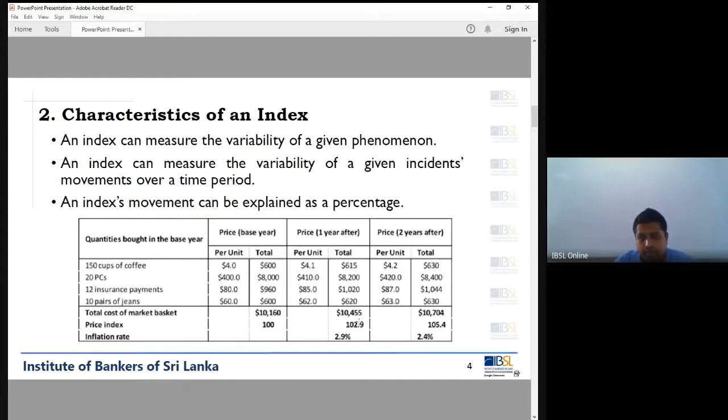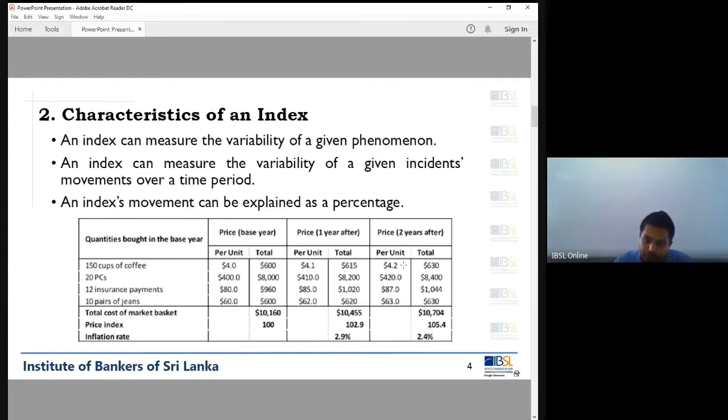But if you get 10,160 here, then technically the index value will be unchanged. The same index point of 100 shall be moving to year 1 as well. So the base year index value is 100, and the year 1 index value is also 100. Next year you may see a difference.